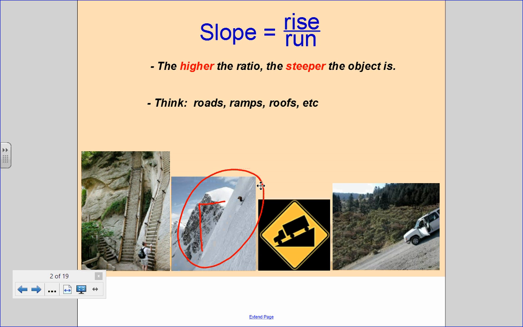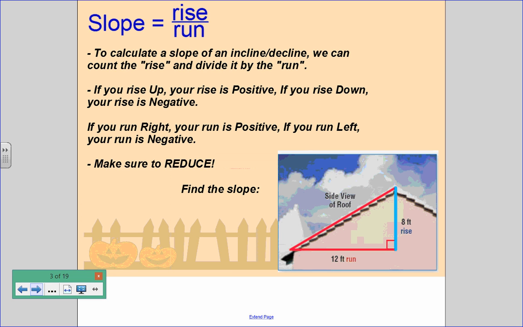We encounter slopes in many different ways every day as we're walking or driving or skiing, just up and down. Everything that has an incline or decline can be calculated to have a slope. Slope is referred to as rise over run, where we're looking at how far we're changing vertically and comparing that to how far we're changing horizontally. That's your run. To calculate a slope of an incline or decline, we can count the rise and divide it by the run.